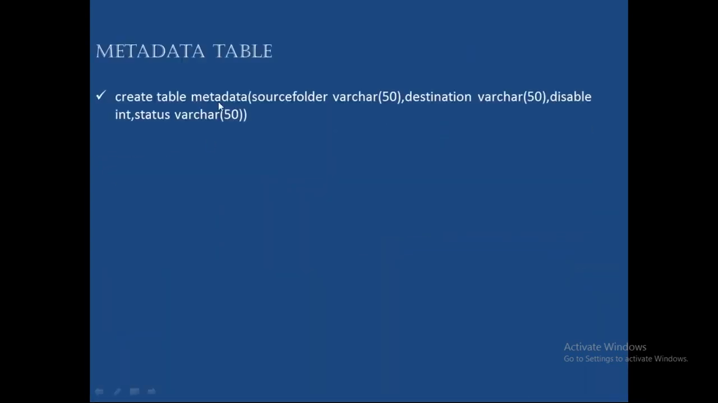Okay, metadata table. See here, create table metadata. The source folder is not a table, it's a folder. The source folder is varchar 50, the destination folder is varchar 50, disable is an int, status is varchar 50. Let's say sometimes some of the folders may not receive data. So the client will tell you, okay, this folder will not get new data. Don't copy this particular folder. Can you disable it? You need to come and update it in your metadata table.